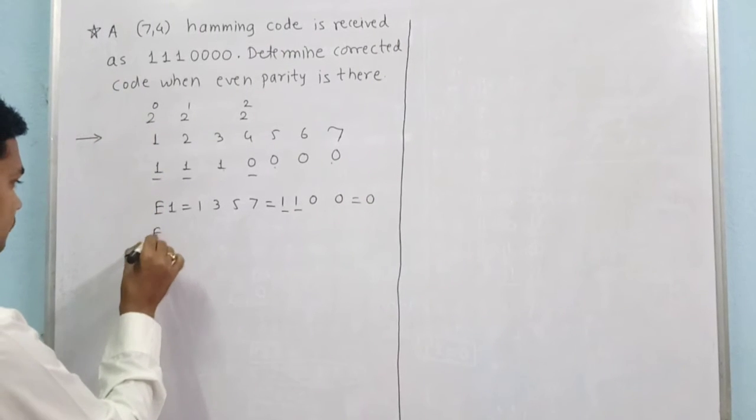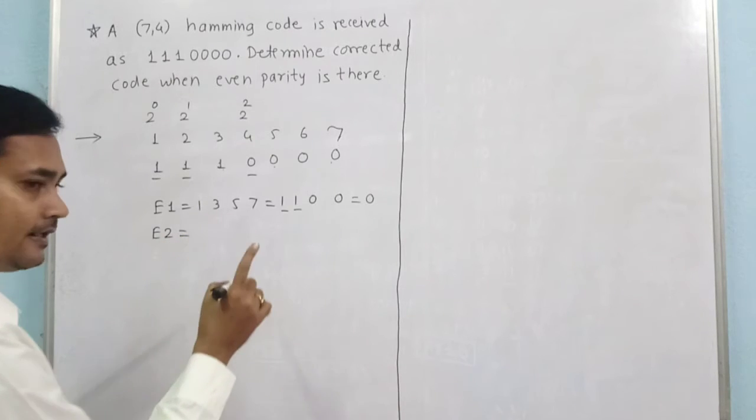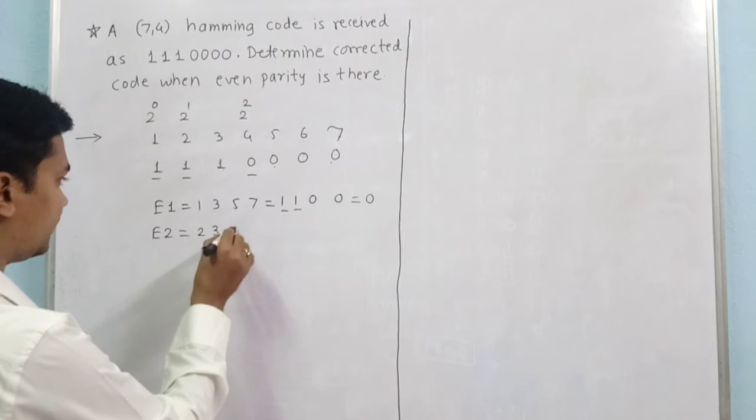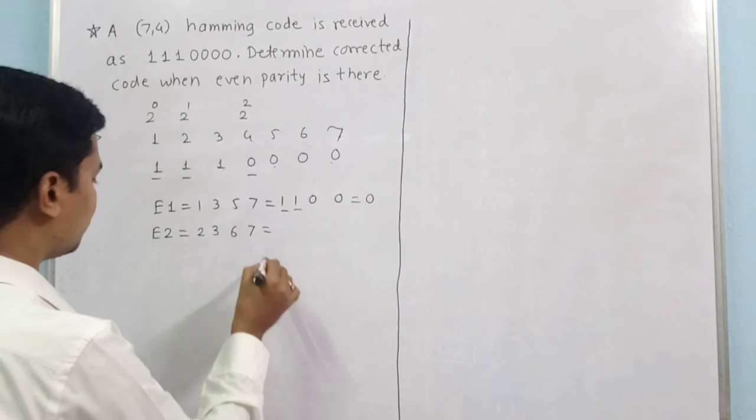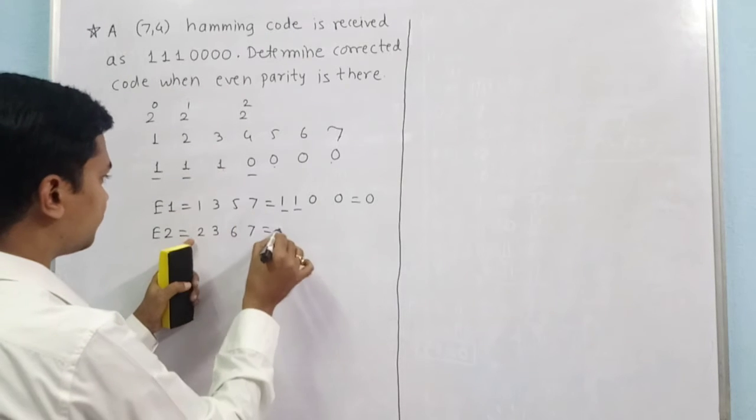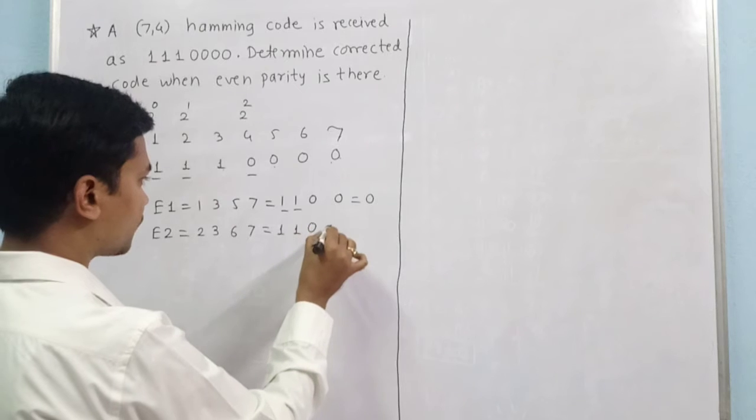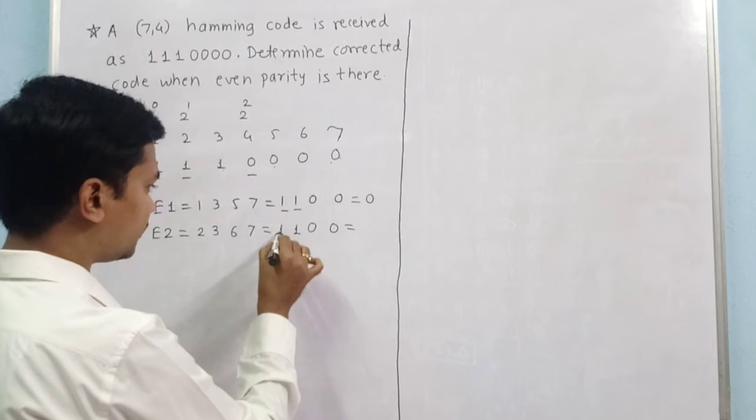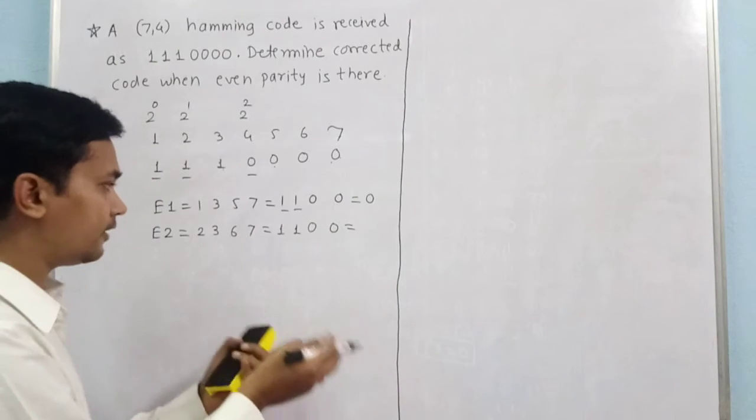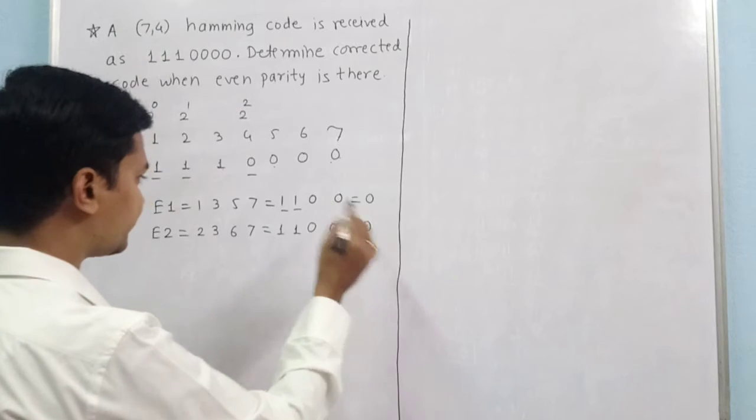Now for E2, consider the 2, 3, 6, 7 positions. Positions 2 and 3 are 1 1, and positions 6 and 7 are 0 0. The total number of ones in this 4-bit format is already even, so there is no error at E2. Write there 0.